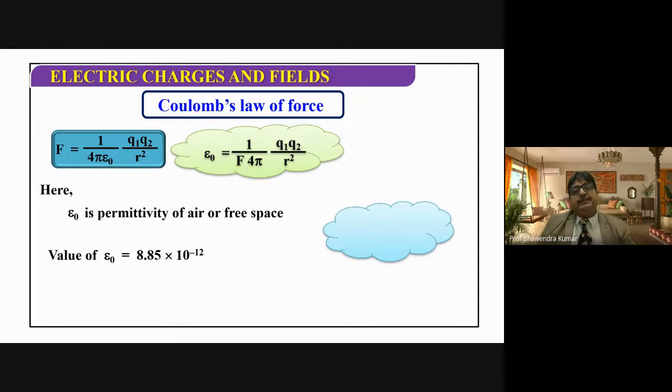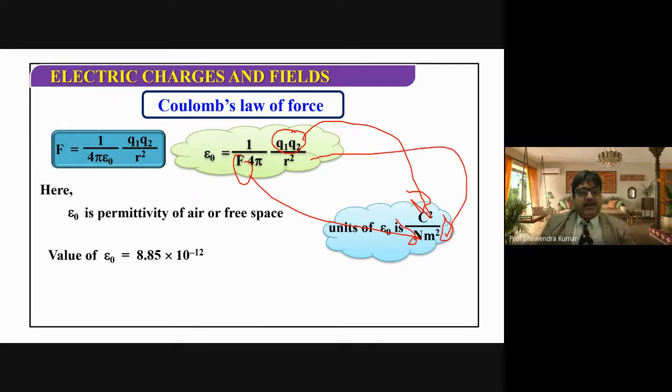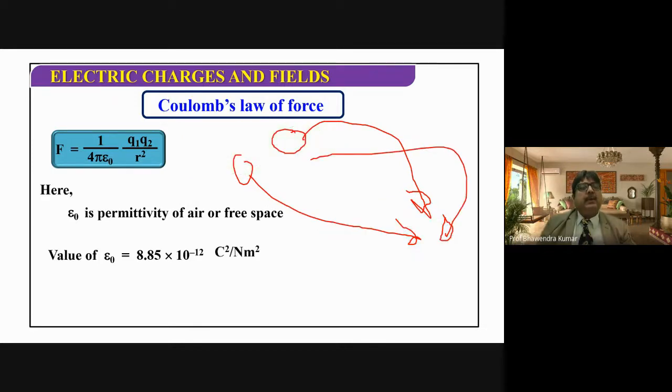Unit is what? Coulomb square per Newton meter square. I hope you can see it. Q1 and Q2 will have Coulomb each, so it will become Coulomb square. Force will have a unit of Newton, so Newton will come here. R square will become meter square. So it will be 8.85 into 10 to the power minus 12 Coulomb square per Newton meter square. Okay, but in numericals we have to use 1 by 4 pi epsilon naught, so it will be 9 into 10 to the power 9.